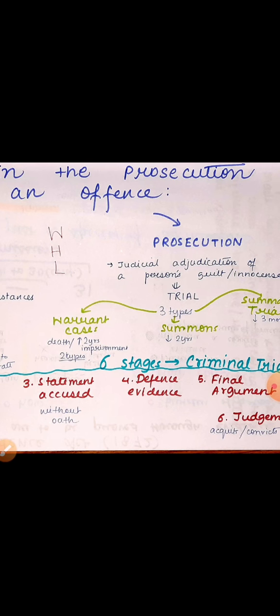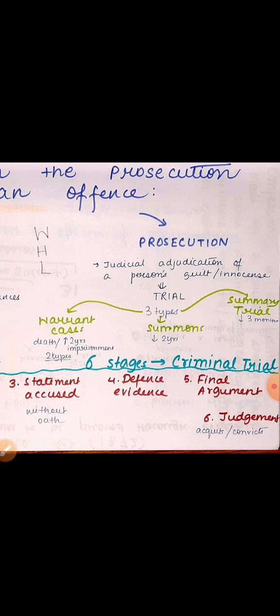Next, the second thing is the prosecution. Prosecution means a trial, the judicial adjudication of a person's guilt or innocence. As I said, it's another word for trial. There are 3 types of trials, and there are 6 stages in a criminal trial. You should never forget the distinction between types and stages. Whenever it's types, mention the 3 types of trial: warrant cases, summons cases, and summary trial.